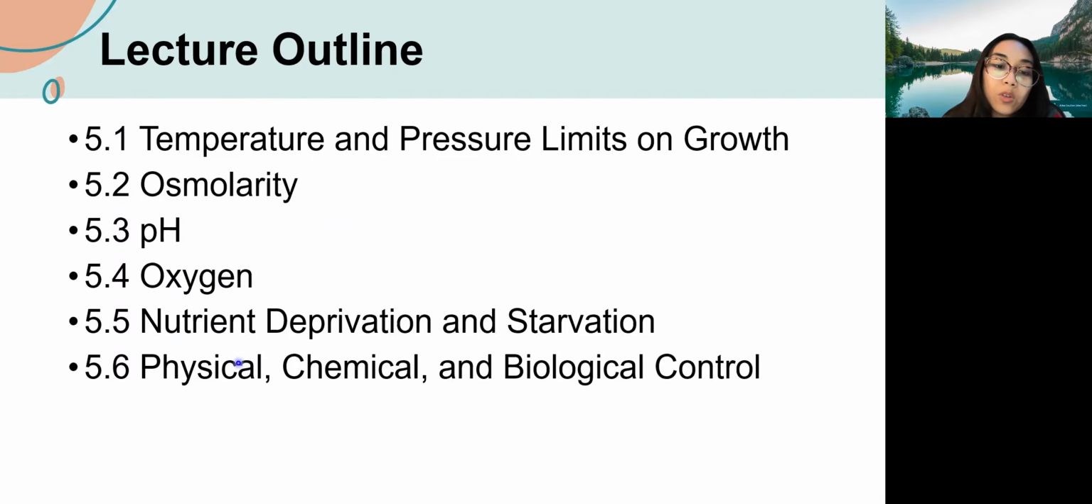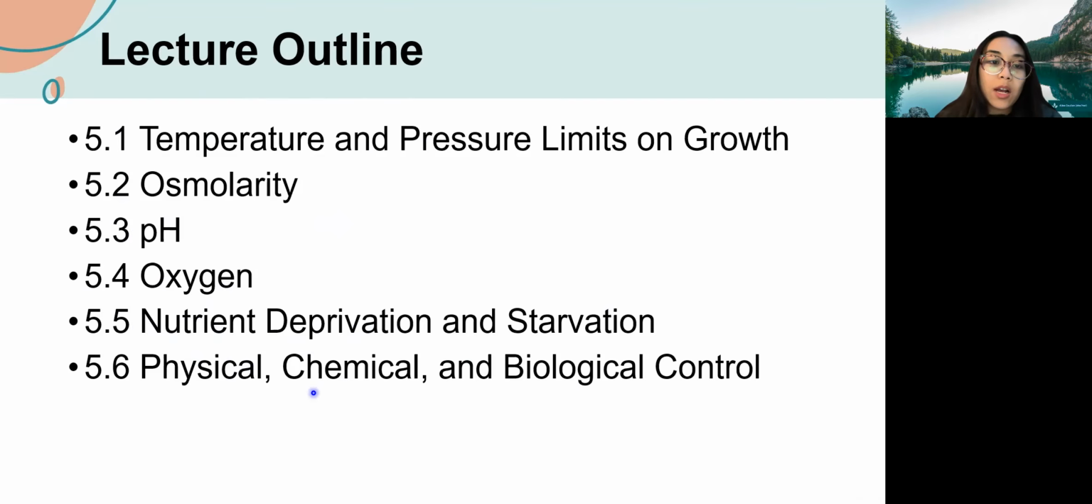Then we're going to go over nutrient deprivation. So now we're going to talk about what goes wrong, what happens when there's low amounts of nutrients. How do these bacteria react to that? And then finally, we'll go over controlling microorganisms. And that means us as humans. How do we control them and prevent them from growing? So we'll talk about different ways to do that.